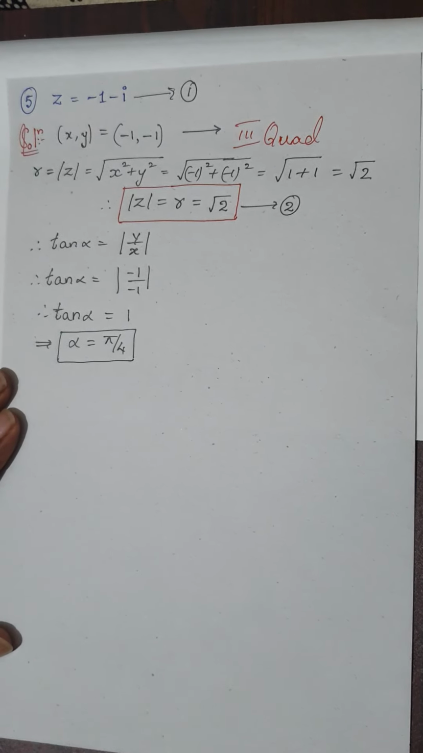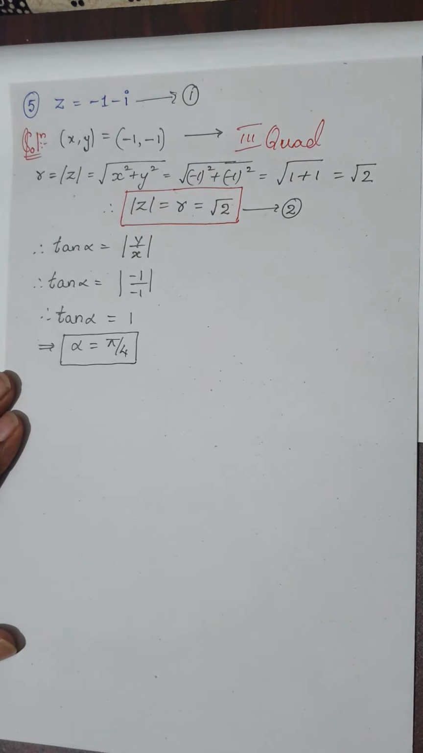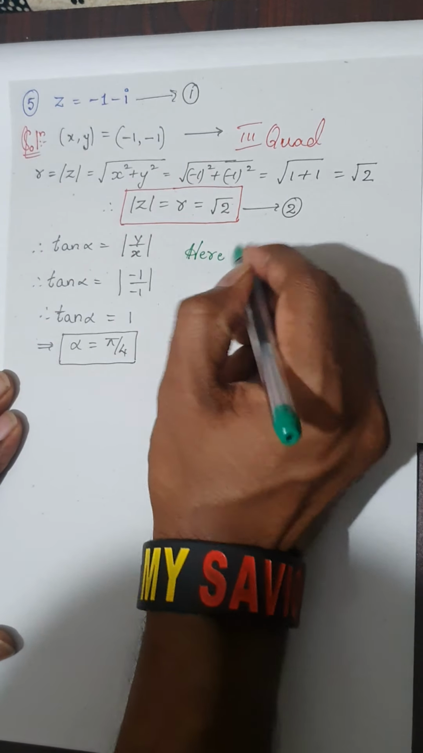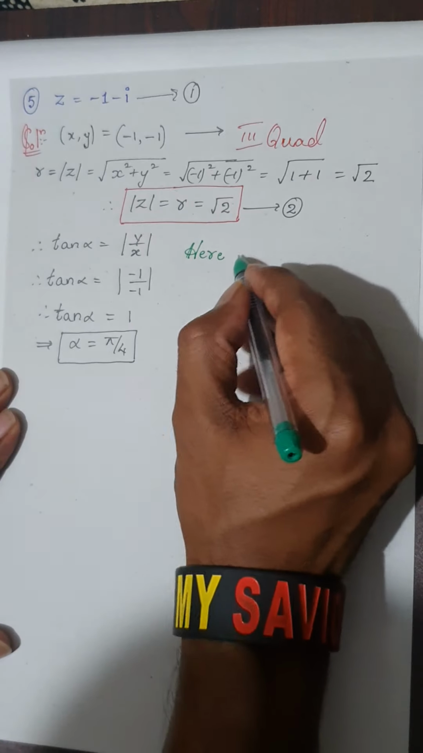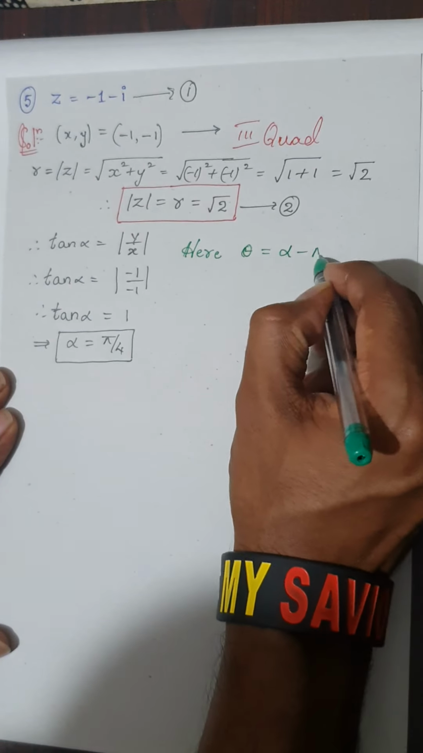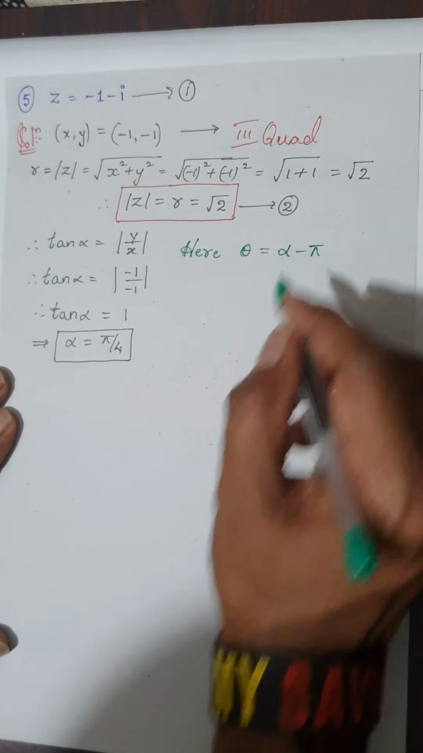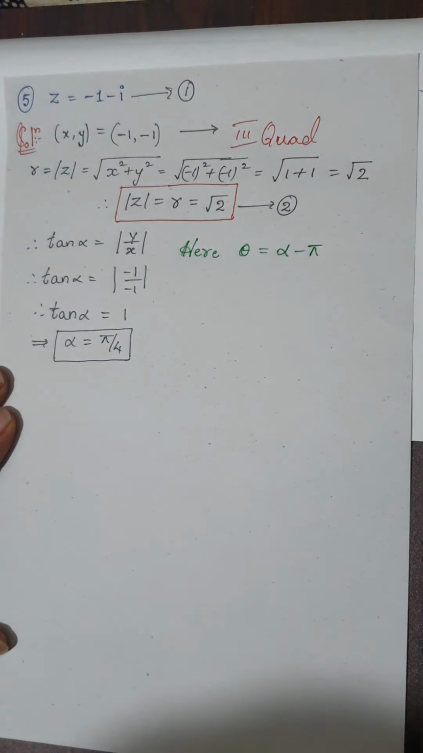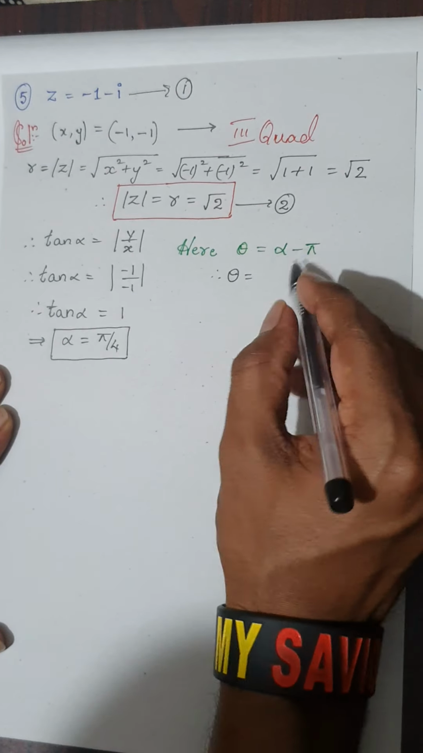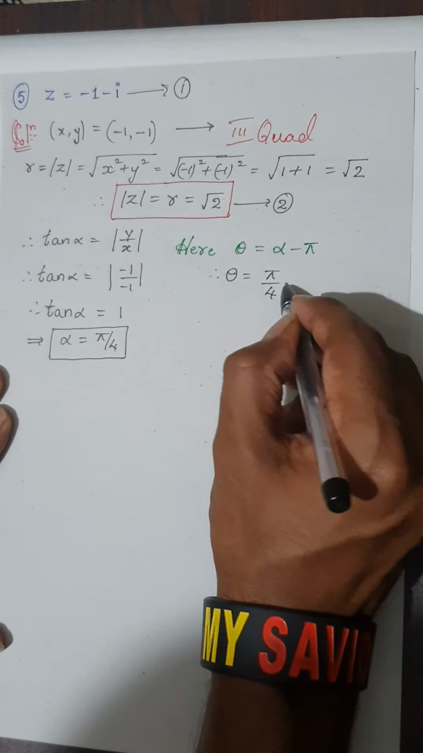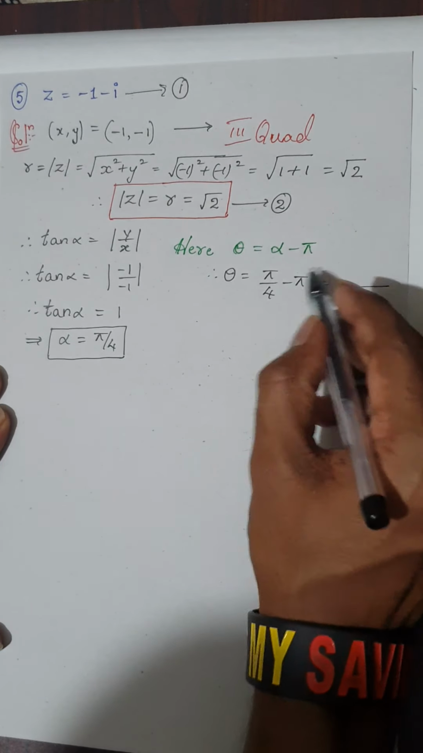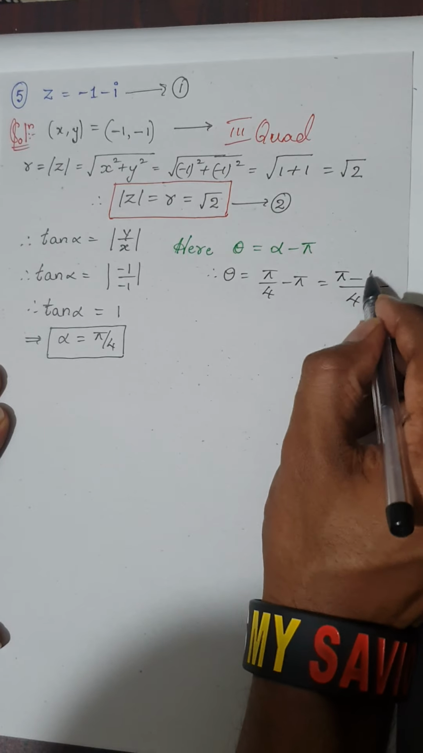Now make sure going into the value of theta. So which quadrant is this? Third quadrant, isn't it? So in the third quadrant, theta value is nothing but alpha minus pi. You have to remember this, otherwise you will make a mistake. So therefore, let us find the value. Theta is nothing but, what is alpha? Alpha is nothing but pi by 4 minus pi. So if you take the LCM, you will get 4. You will get pi minus 4 into pi.